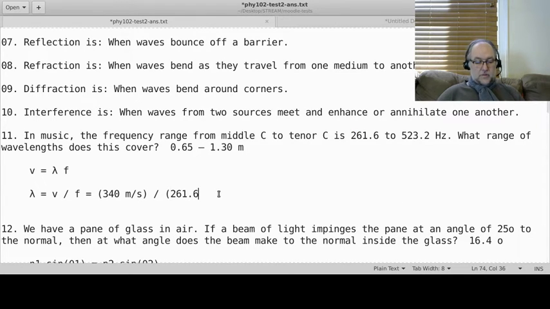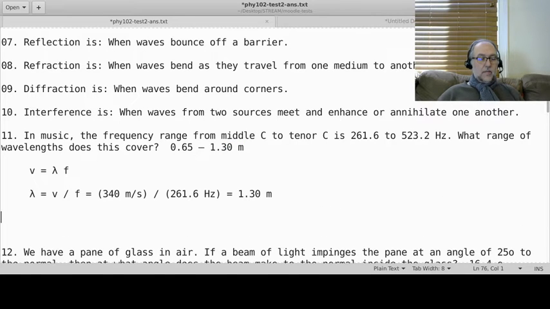All right, hertz. And what's that equal to? That will turn out to be equal to 1.3 meters. So there's the one limit. Okay, that's the one limit.